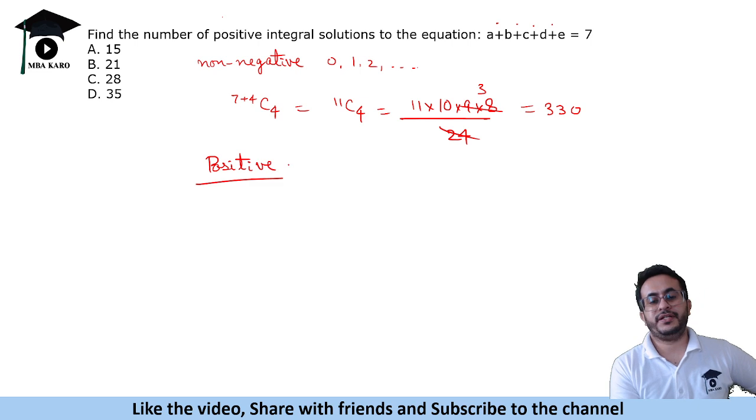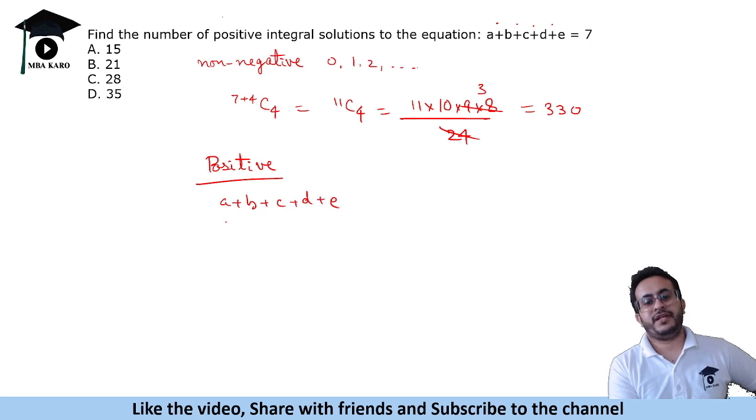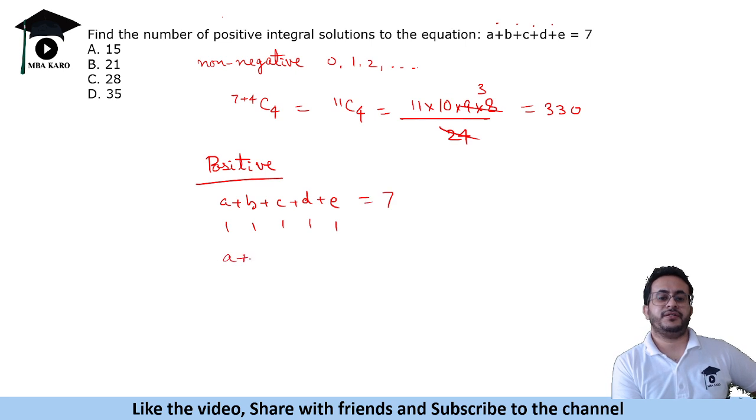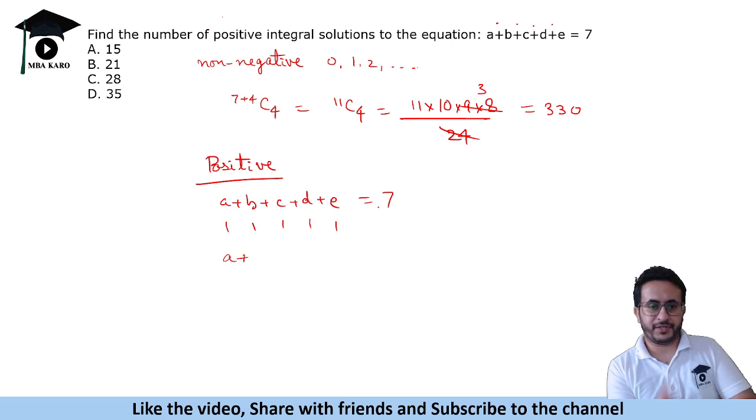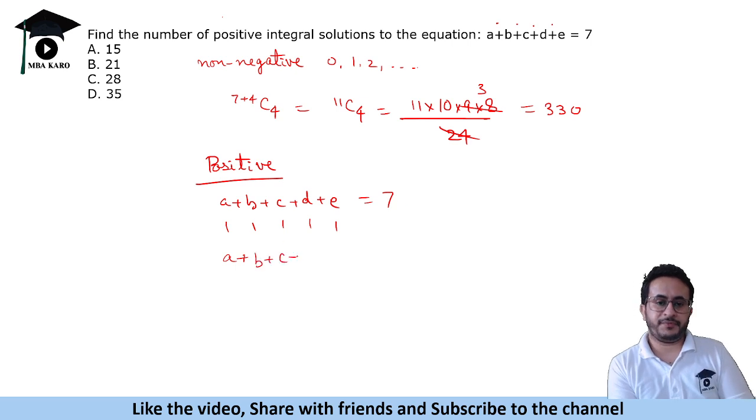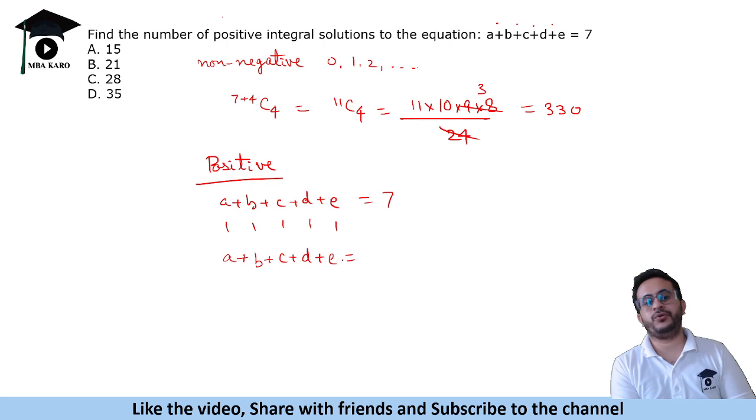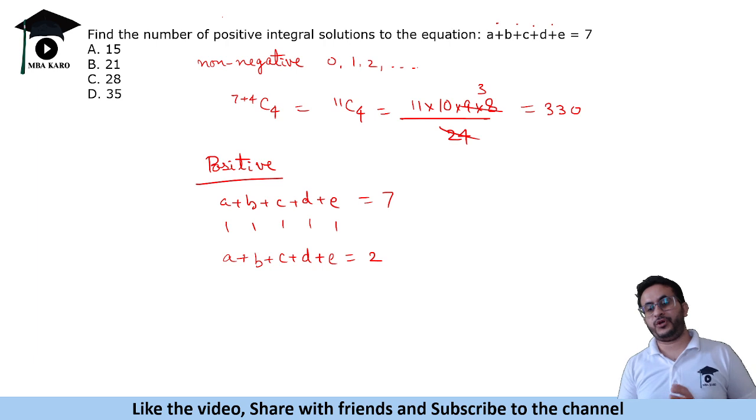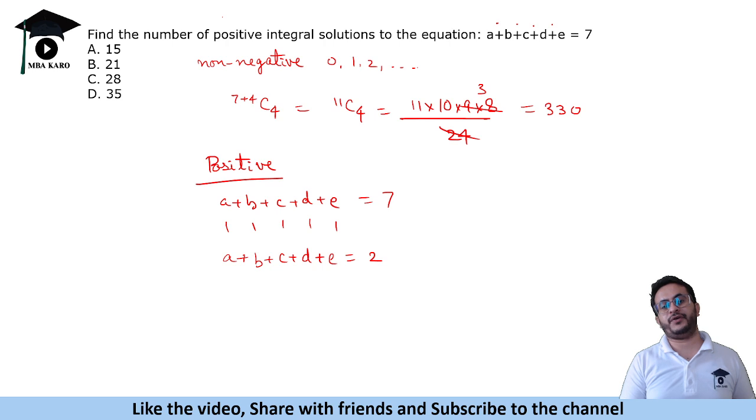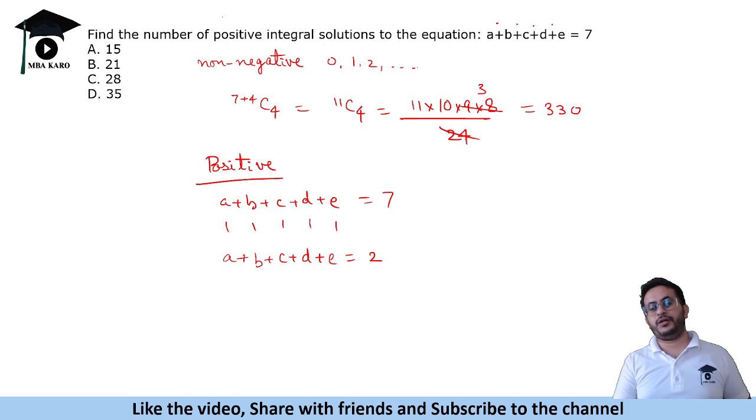For positive integer solutions, we will assign, there is a plus b plus c plus d plus e. We will assign 1 to each, total is 7, and subtract this from here. So now we have to find a plus b plus c plus d plus e is equal to how much? 2. So it is easy to find non-negative, and for positive or any higher value, they will give you that minimum value of a is 1 or anything, so you can put it accordingly.